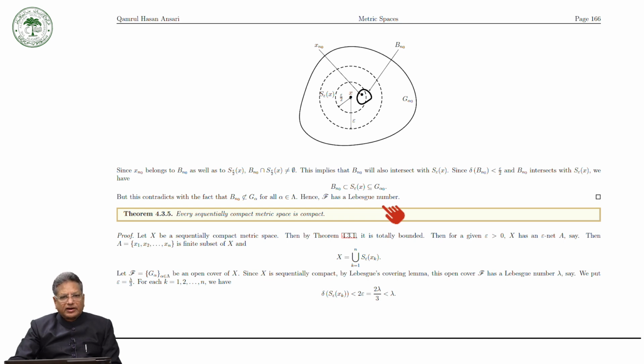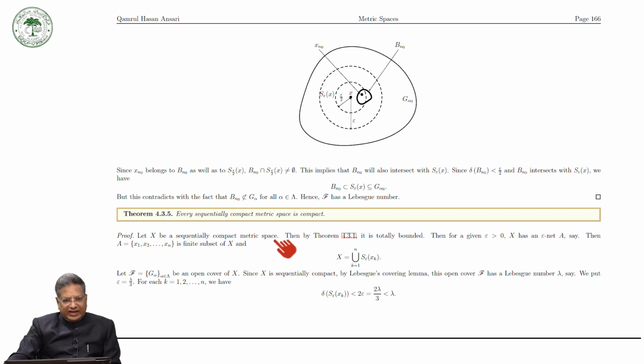Now we are ready to prove our theorem, which says that every sequentially compact metric space is compact. Sequentially compact means every sequence has a convergent subsequence. Compact means every open cover has a finite subcover. So let us take X to be a sequentially compact metric space.